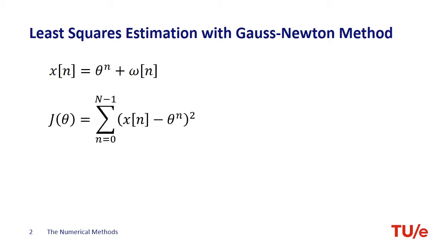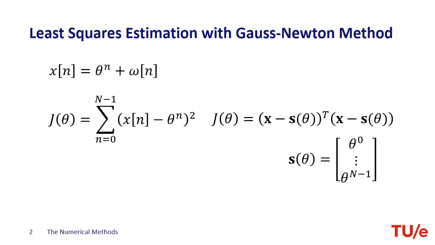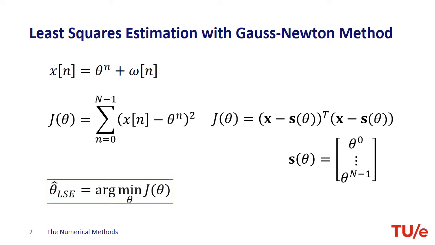The least squares estimation is derived starting from the squared error term, which is also written in terms of a vector multiplication. The signal vector S theta is a column vector that consists of the exponential signal terms. The least squares estimation is obtained by finding the value of theta that minimizes the squared error cost function.